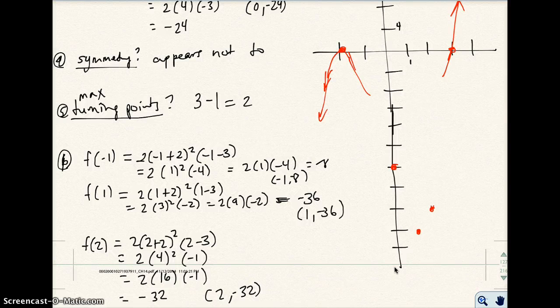Well, let's go ahead and sketch this a little bit prettier. So now it's going to fall from the left, touch this, come back, go through this y-intercept, come through here, and come back up.